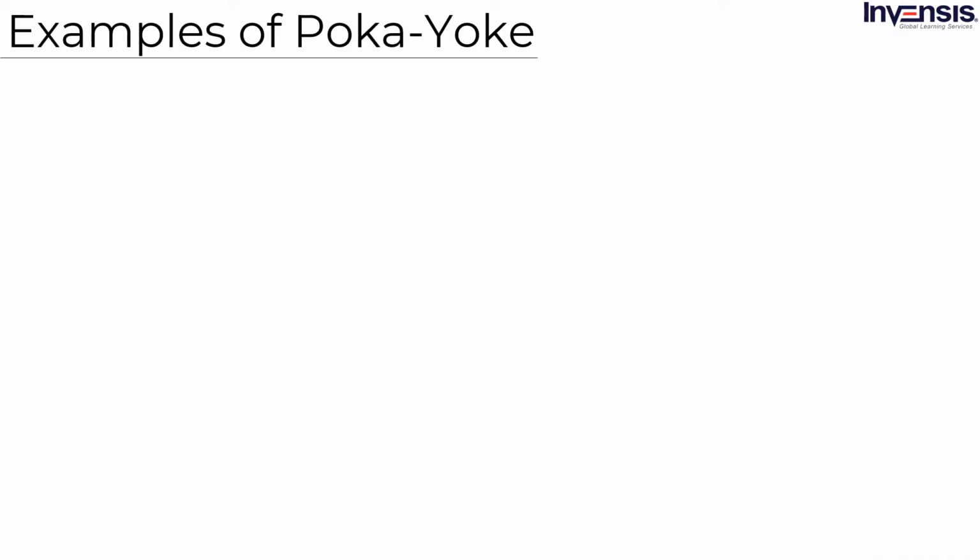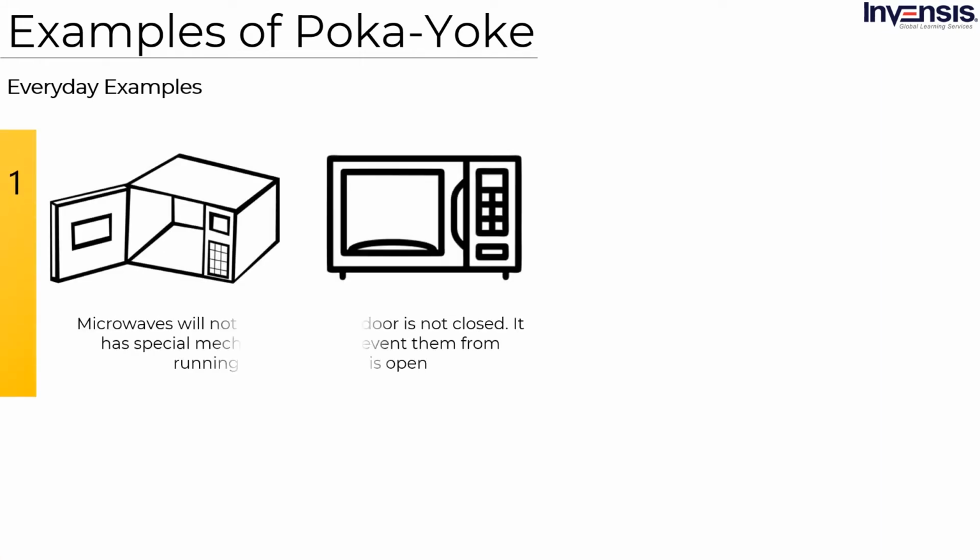Poka-Yoke examples. Poka-Yoke can be seen everywhere. It is a simple methodology that anyone can use. Now let us look into some of the examples of Poka-Yoke. Everyday examples: many household appliances like microwave ovens and washing machines will not function if the door is not closed. They have unique mechanisms that prevent them from running when the door is open. This is one example of Poka-Yoke.